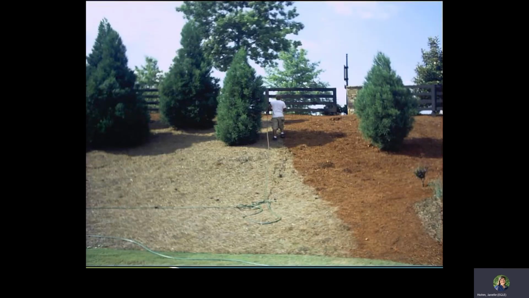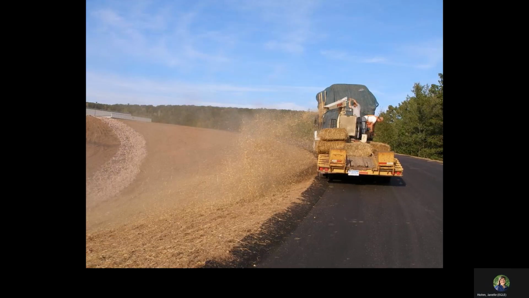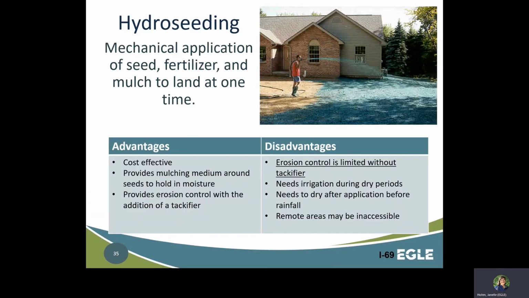In this photo, wood mulch is being applied in a landscaped area. Here, we see straw mulch being blown onto an area which has already been final graded and seeded. Hydroseeding is commonly used for residential and some commercial applications. This technique saves time because seed, fertilizer, and mulch are applied at the same time. Tackifier is sometimes added to the slurry as well.